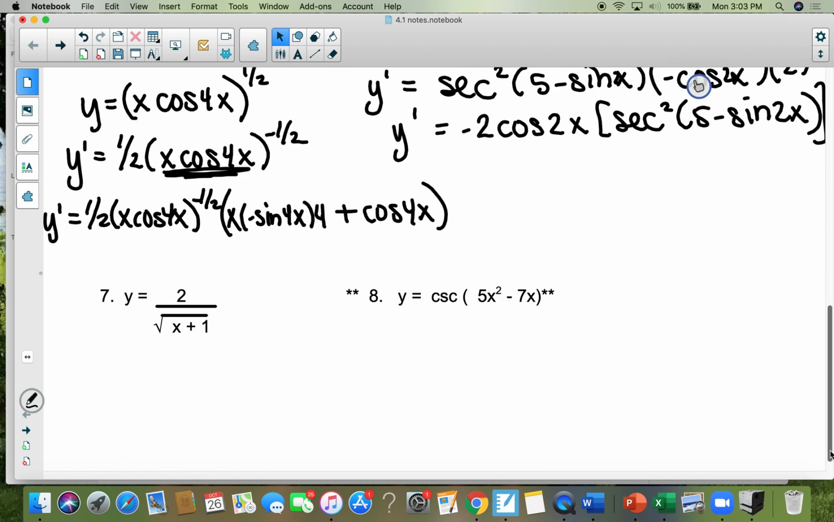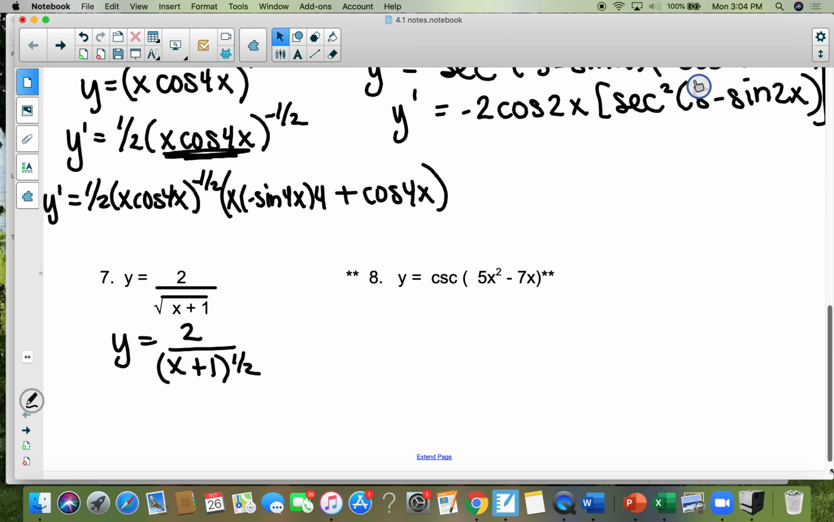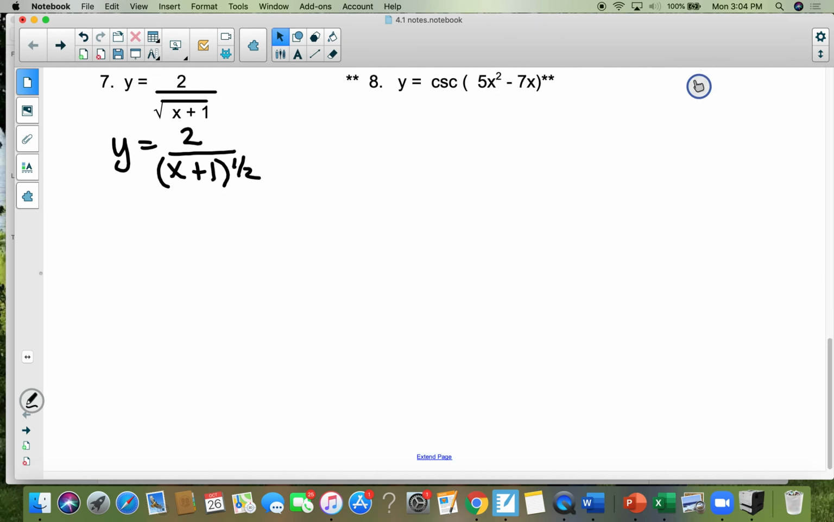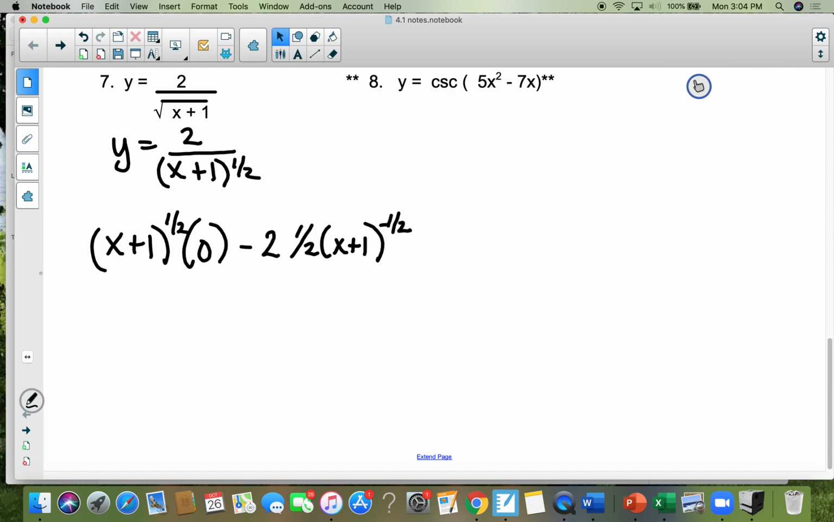Okay, number 7. This is y equals 2 over x plus 1 raised to the 1/2. So all I'm going to do is low d high minus high d low. I'm going to use the quotient rule. So the low times the derivative of the high minus the high times the derivative of the low, which is 1/2 x plus 1 to the negative 1/2. Find the derivative of that, which is 1.